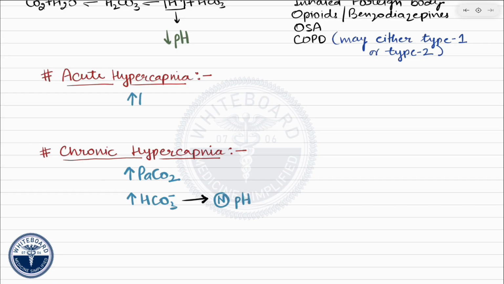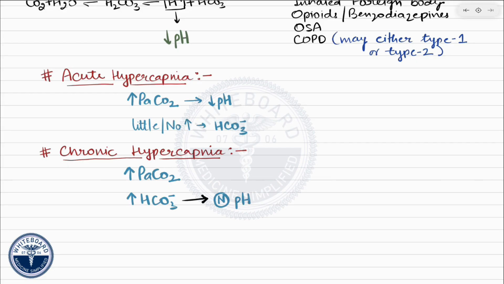Now, if the PaCO₂ rises suddenly, the body does not have enough time to compensate. The extra carbon dioxide quickly leads to an increase in hydrogen ions, so acid accumulates in the blood and the pH falls. Because the kidneys need time to respond, the bicarbonate level does not increase significantly at first. Therefore, in acute hypercapnia, we see a rise in PaCO₂, low pH, with little or no initial increase in bicarbonate.